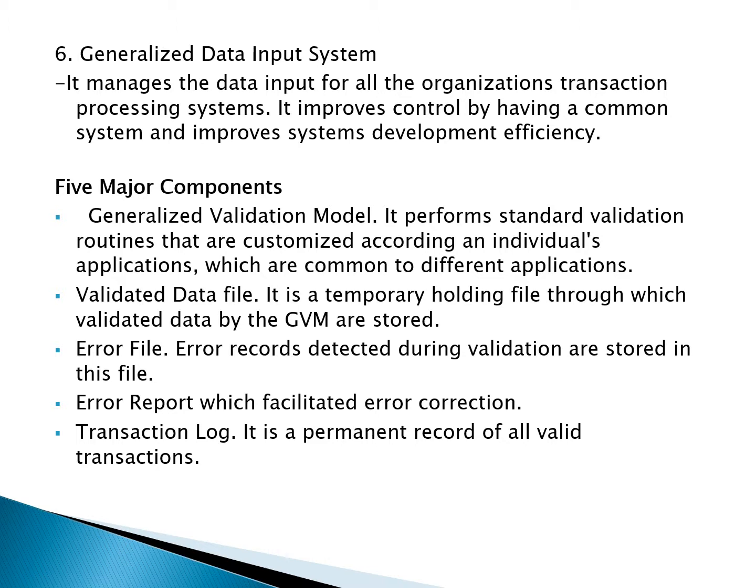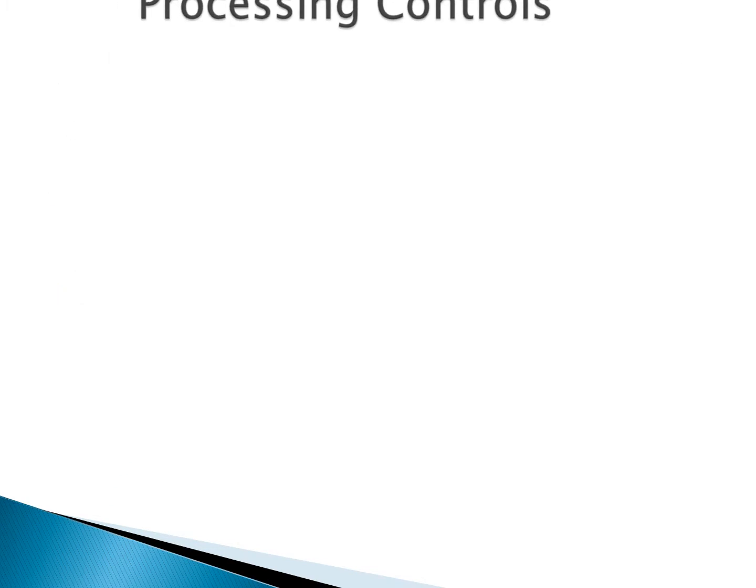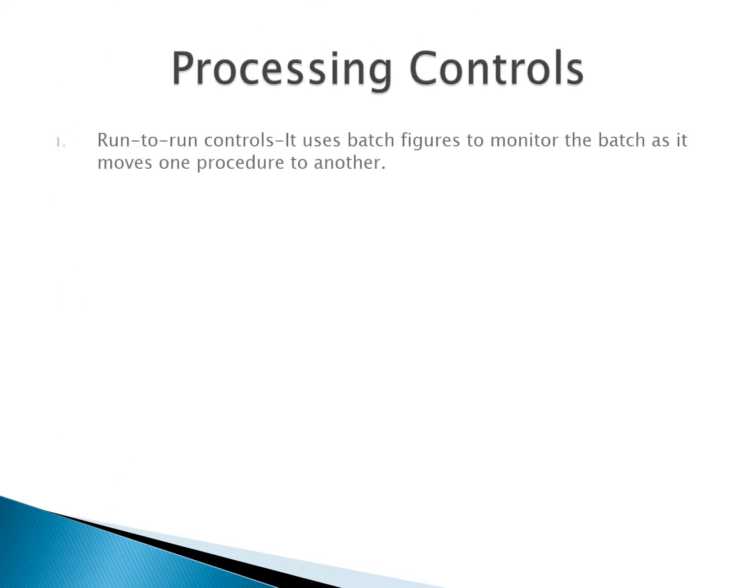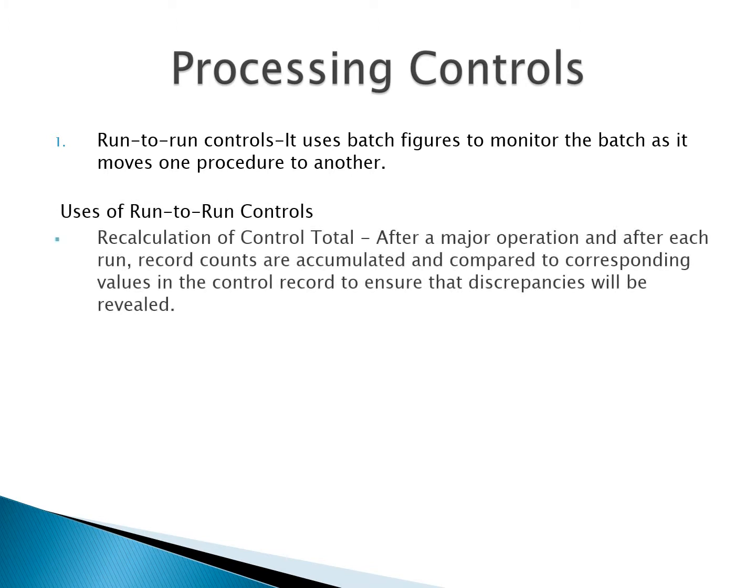So here are the processing controls. The run-to-run controls. It uses batch figures to monitor the batch as it moves from one procedure to another. The uses of run-to-run controls include recalculation of control totals. After a major operation and after each run, record counts are accumulated and compared to corresponding values in the control record to ensure that discrepancies will be revealed.